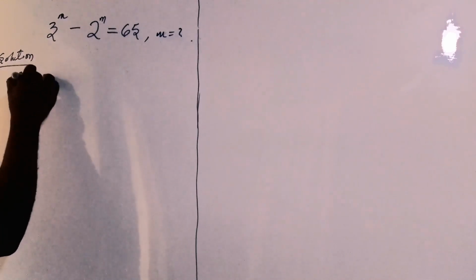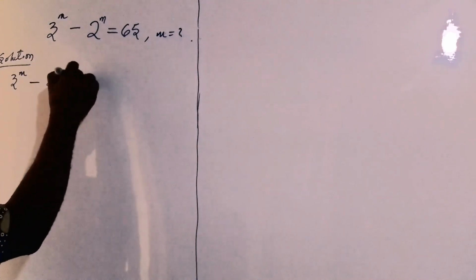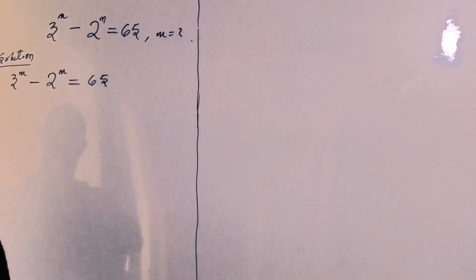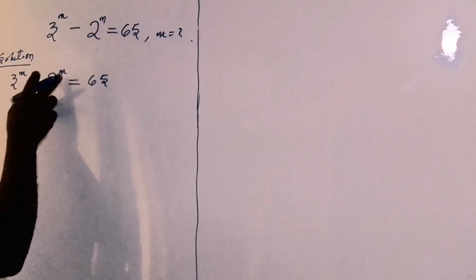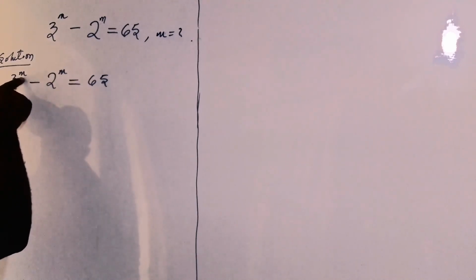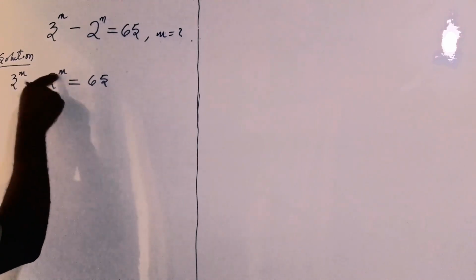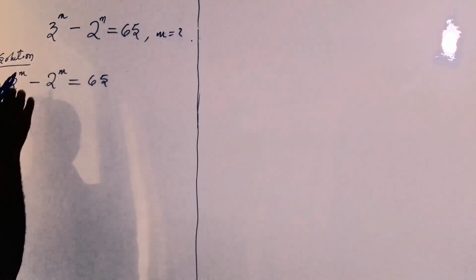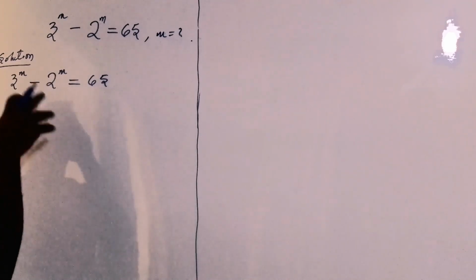3 to the power of n minus 2 to the power of n equal to 65. So what I'm going to do on the left is do some kind of modification to the powers here. And what that means is that I'm going to find a way to multiply the powers by 1. So what I mean is by a number that will not change the true meaning of the equation, okay?